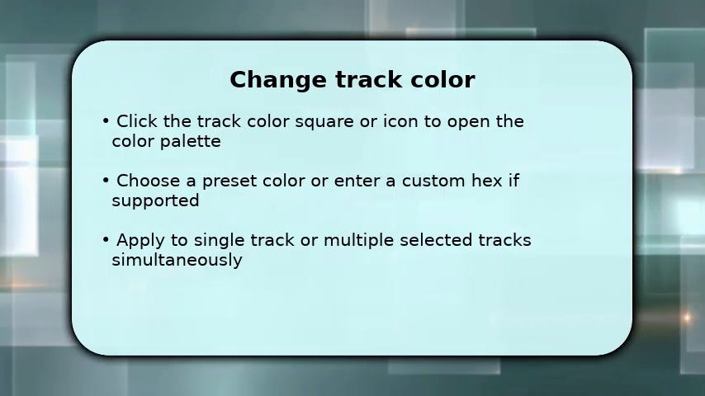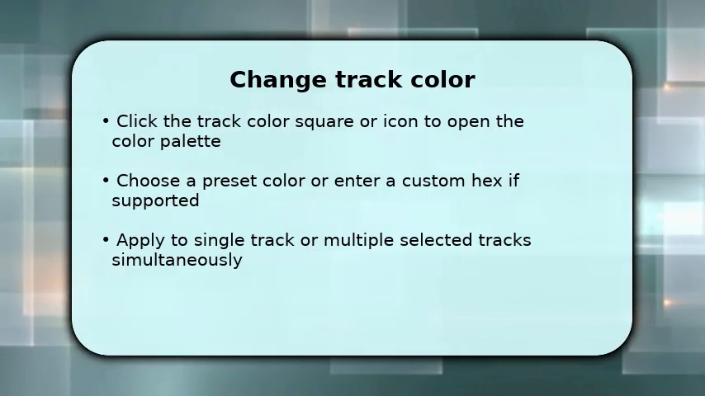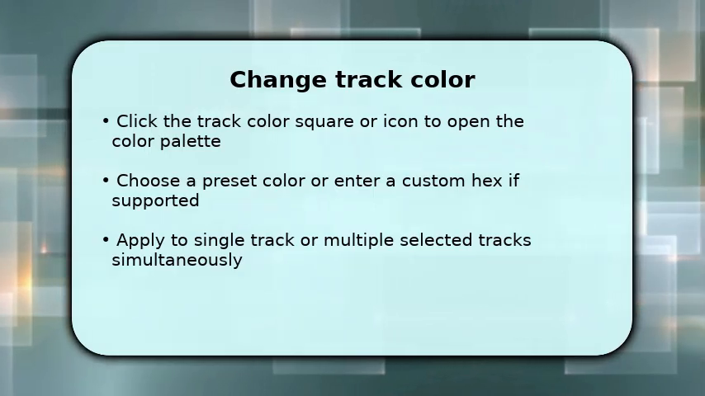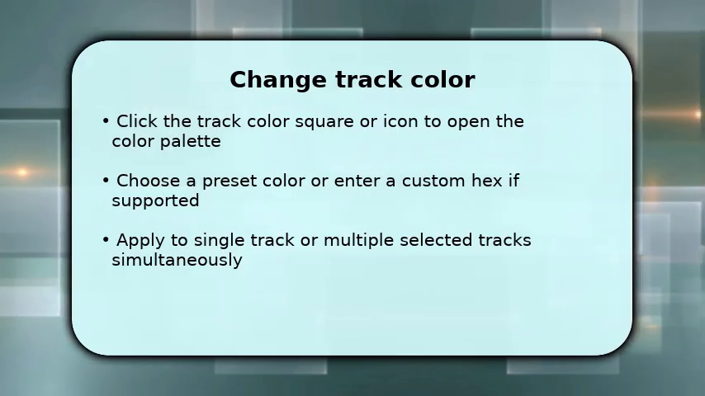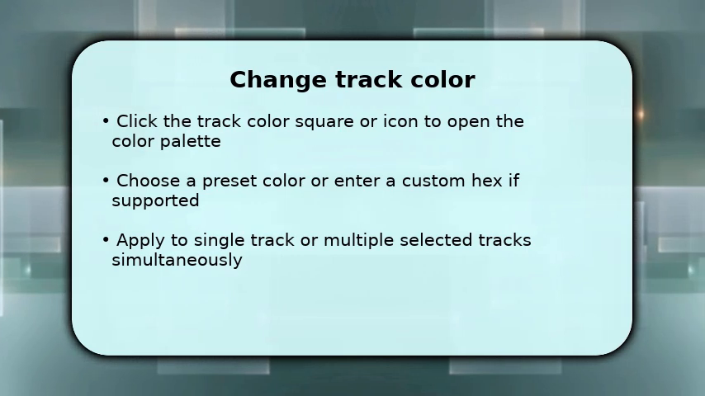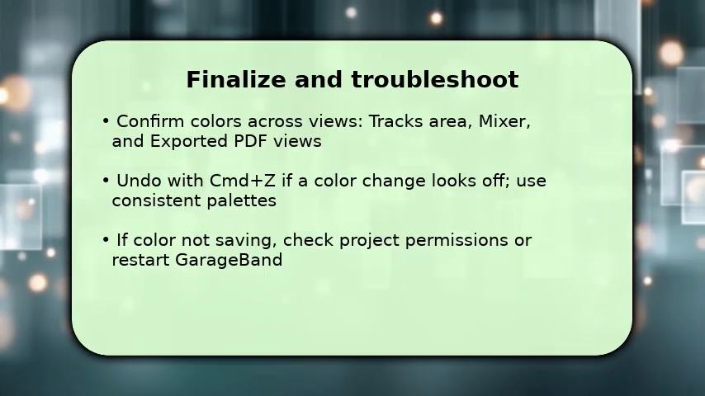If you selected multiple tracks, make sure all intended tracks are highlighted so your selection applies across them. Once done, the header and region highlights update immediately, which helps with visual organization and workflow. If you prefer consistency, repeat for all similar instrument tracks. Finish by reviewing colors in the full tracks view and in the mixer to ensure consistency.